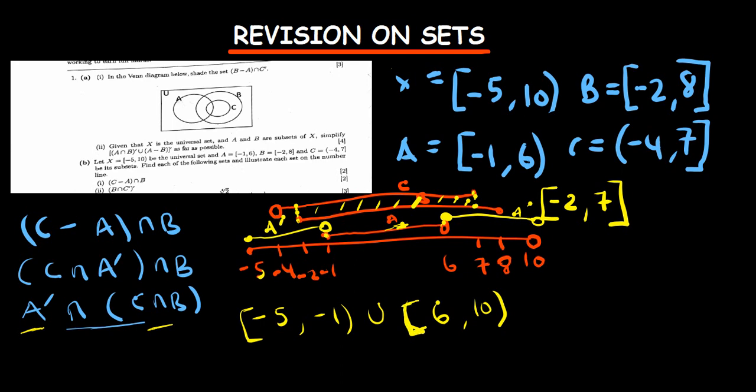So it closes there, then all the way up to 10. Since 10 is not part of the universal set, it also won't be part of the complement of A. So it is open there. So this is the complement like this.